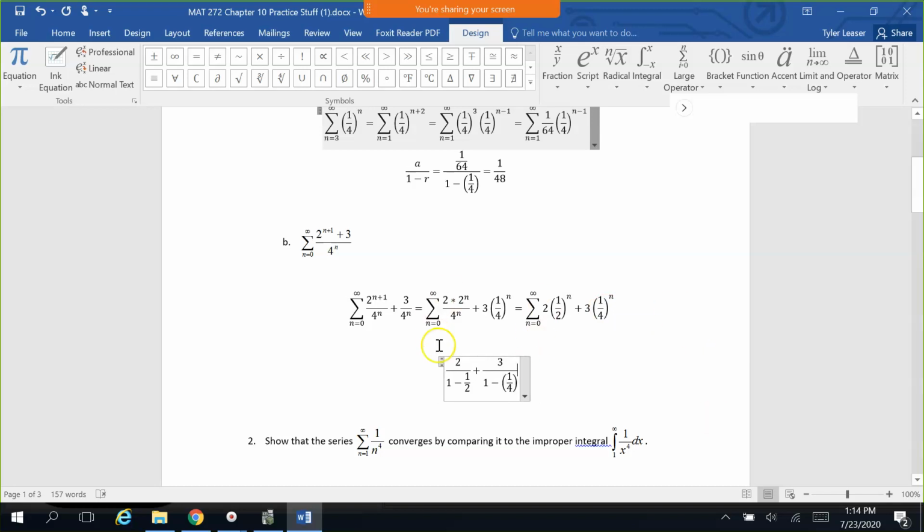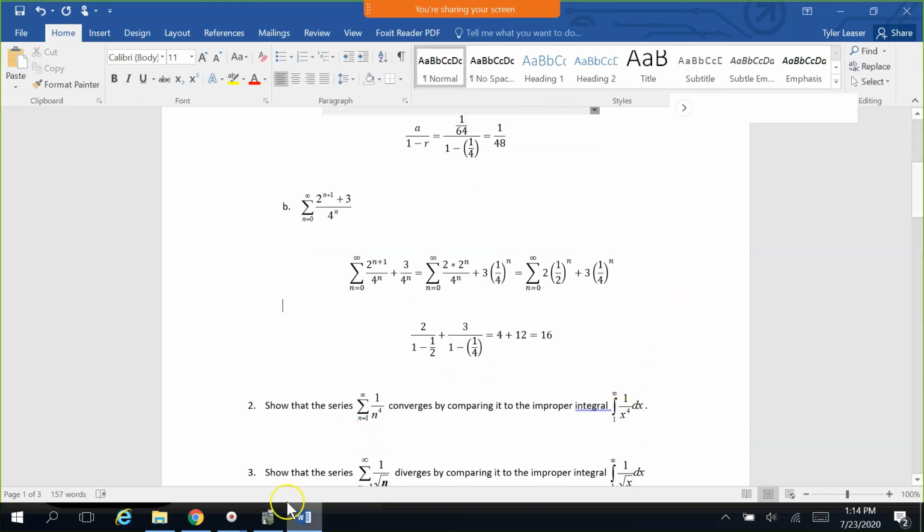Okay, and then you just type all this into the calculator to get an answer here. I'm going to try and do it in my head. So this comes out to be 4, I think, plus 3/4, 12, 16? Does that look right? Somebody double check my math there.